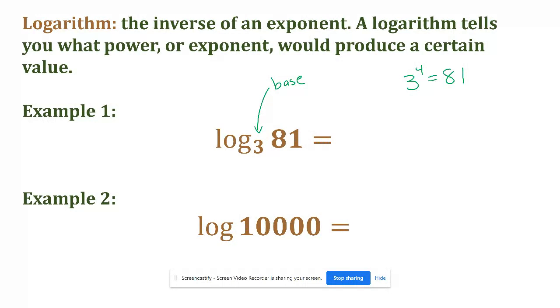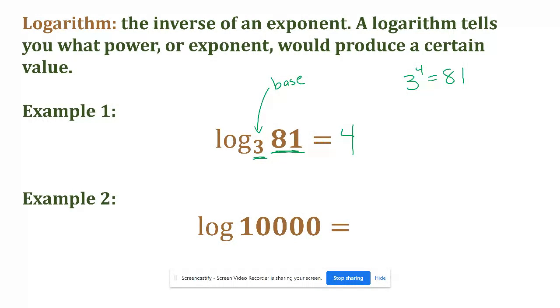With a logarithm, you're going the other way. You start with 3 still, that's your base, and then you get 81, and you're saying, what power, what exponent could I apply to 3 that would give me 81? So you go through your powers of 3: 3 to the first power is 3, 3 to the second power is 9, 3 to the third power is 27, 3 to the fourth power is 81. So the answer of this logarithm would be 4. It's the exponent that would take you from your base to this number here that you're taking the logarithm of.